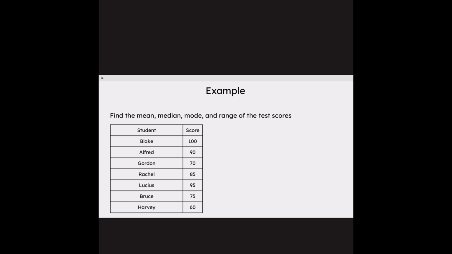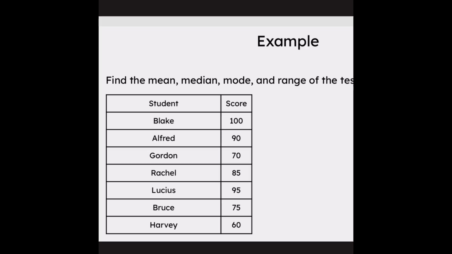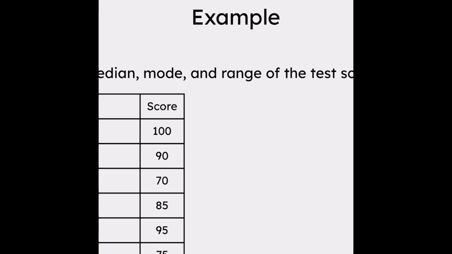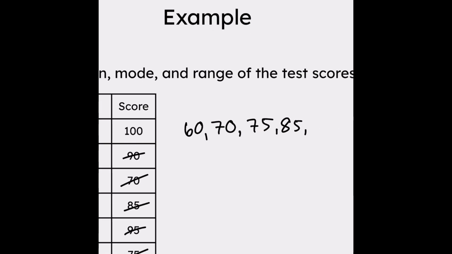Find the mean, median, mode, and range of the test scores. So what I'm going to do first is sort these test scores in order from least to greatest. So I have 60, then 70, then 75, then 85, then 90, 95, and 100.